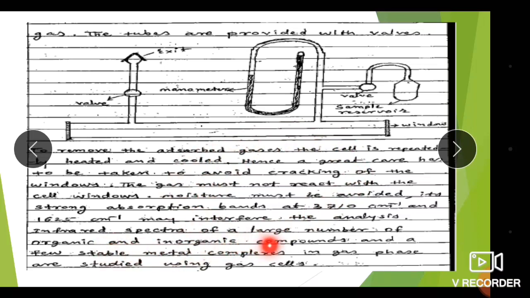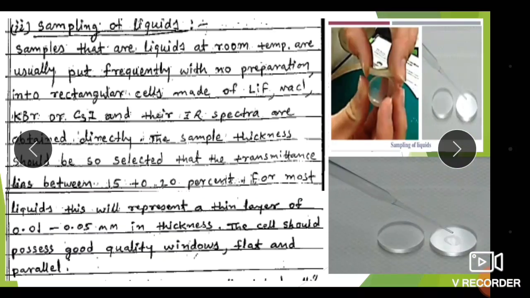The infrared spectra of a large number of organic and inorganic compounds and a few stable metal compounds in the gas phase are studied by using a gas cell. So for studying the IR spectra of gases, this type of cell, the gas cell, is used.